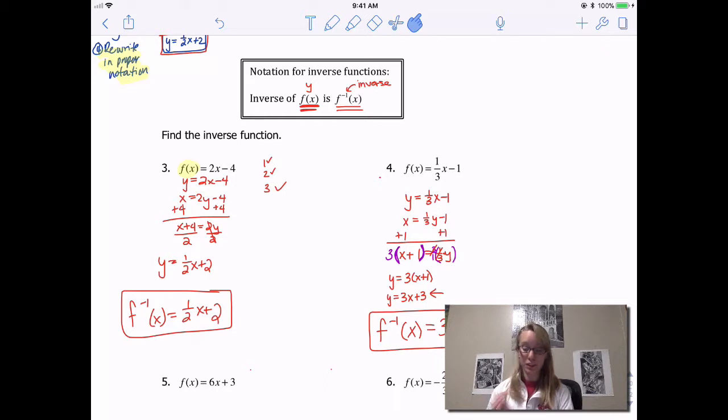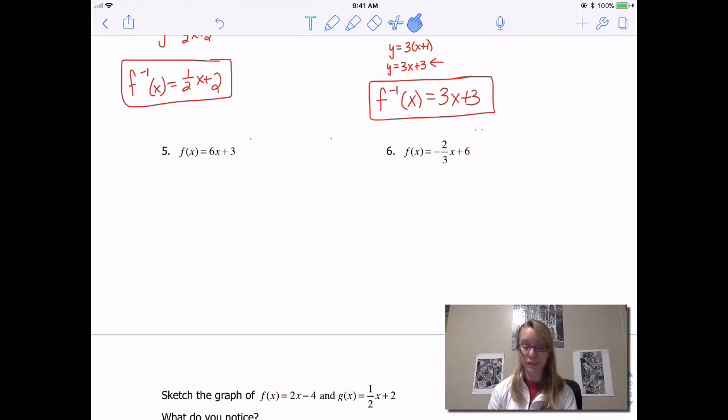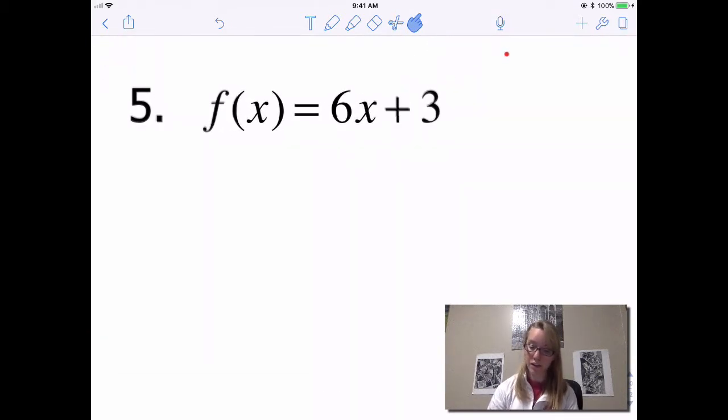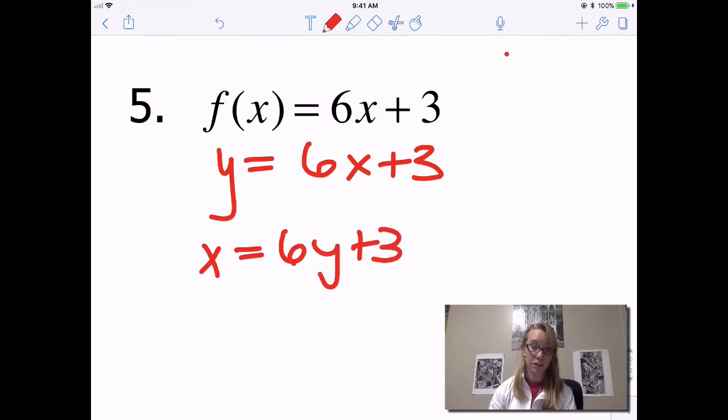If you want to try numbers 5 and 6, why don't you pause the video, try them, and then go ahead and check your work. I'm just going to keep going through. So number 5, y equals 6x plus 3. So we're switching y for f of x. Switch x and y, and then solve for y. So subtract 3 on both sides.